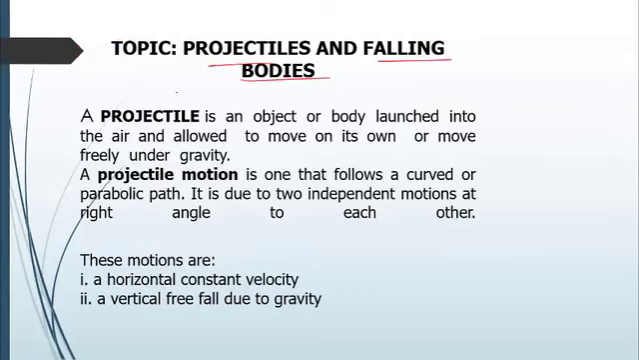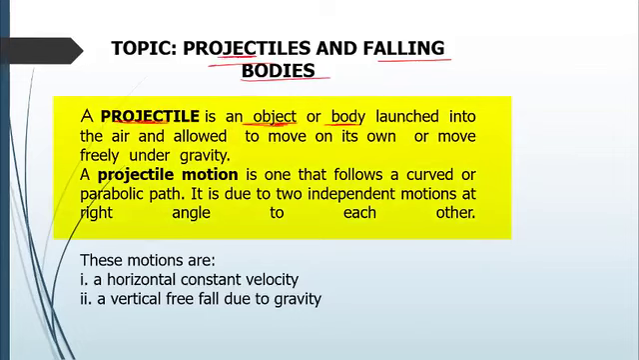Welcome back. At this point, let's see what we mean when we talk about projectiles. A projectile, you see, is an object or a body that is launched into the air and is allowed to move on its own, or move freely under gravity. A projectile motion, put simply, is one that follows a curved or parabolic path.